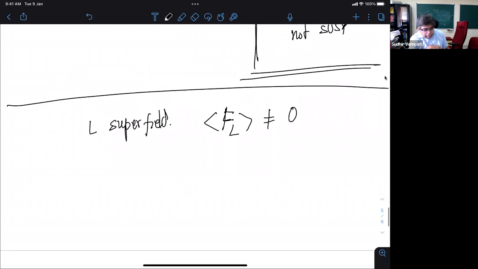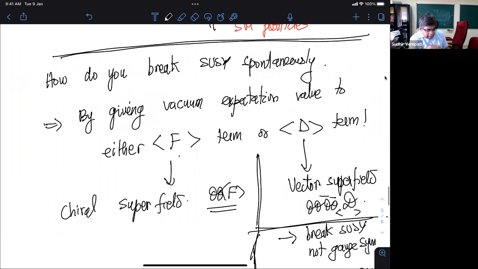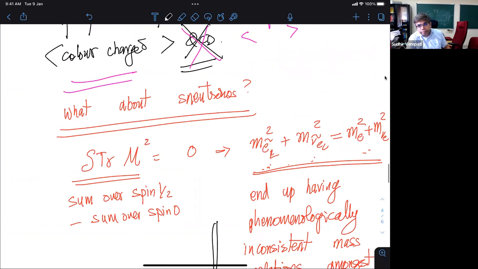Let me repeat it. There are these relations which are valid as long as supersymmetry is conserved. The supertrace of a given multiplet should always vanish as long as supersymmetry is conserved. This essentially tells you that the masses of a given supermultiplet are the same.